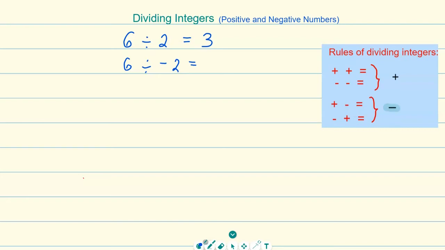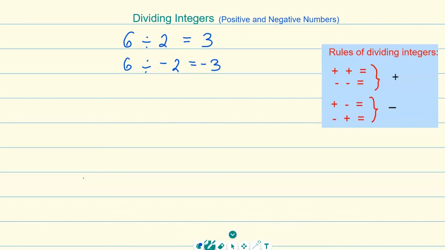So let's look at 6 divided by negative 2. You have a positive 6 and a negative 2. So positive and negative, you have different signs. So that means your answer will have a negative sign. So what we do first, you divide the numbers first. 6 divided by 2 is 3. And then worry about the sign after. So different signs, positive and negative, will give you a negative sign.